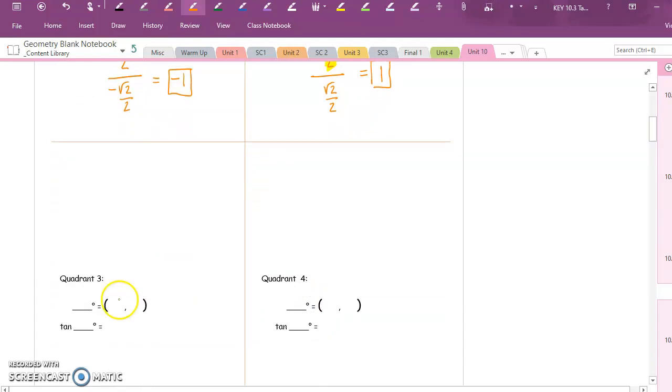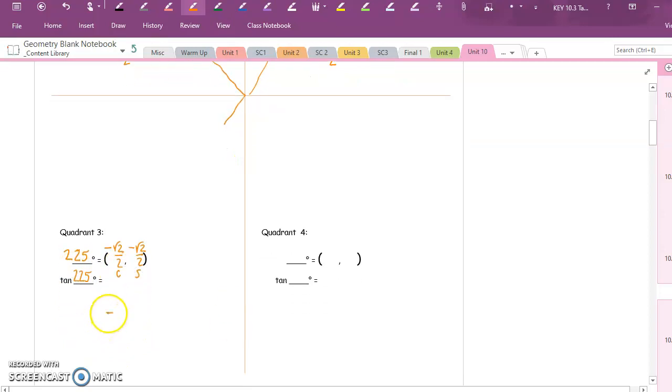In quadrant 3, we have in between 180 and 270. Remember our reference angle ends in a 5, which is 225. In quadrant 3, it's all negative. So we have negative root 2 over 2 and then negative square root 2 over 2. So tangent of 225 degrees goes cosine comma sine, but tangent, we take our sine, negative root 2 over 2, divided by your cosine, it's negative root 2 over 2. A negative divided by a negative happens to be a positive, so we get positive 1.